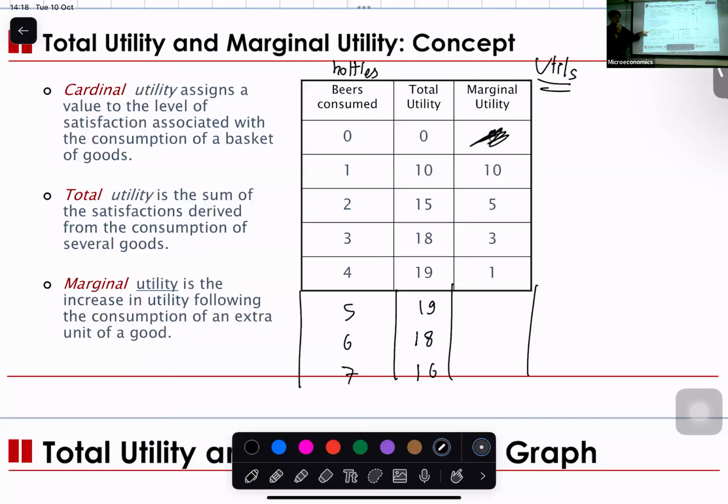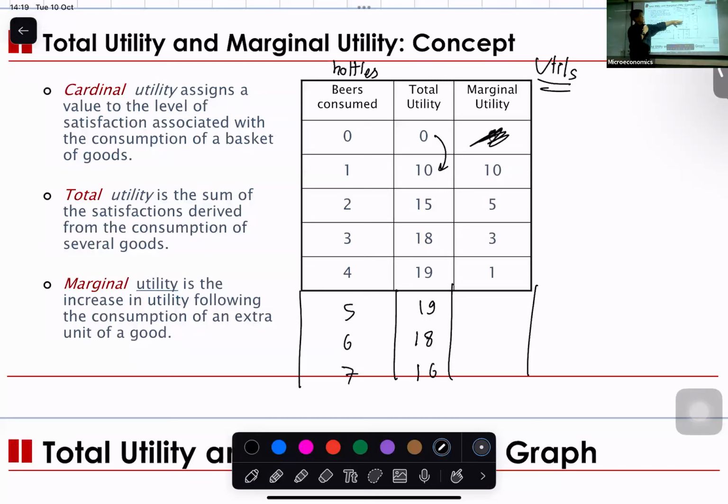Now, the important one is this one, MU. MU is the extra happiness from an extra unit of beer. Let's check how to compute this. When he consumed from no beer to the first bottle, he gained an extra 10. The number moved from nothing to 10. So you can say that the extra utility that the first bottle delivers is 10 utils. MU from the first bottle is 10.